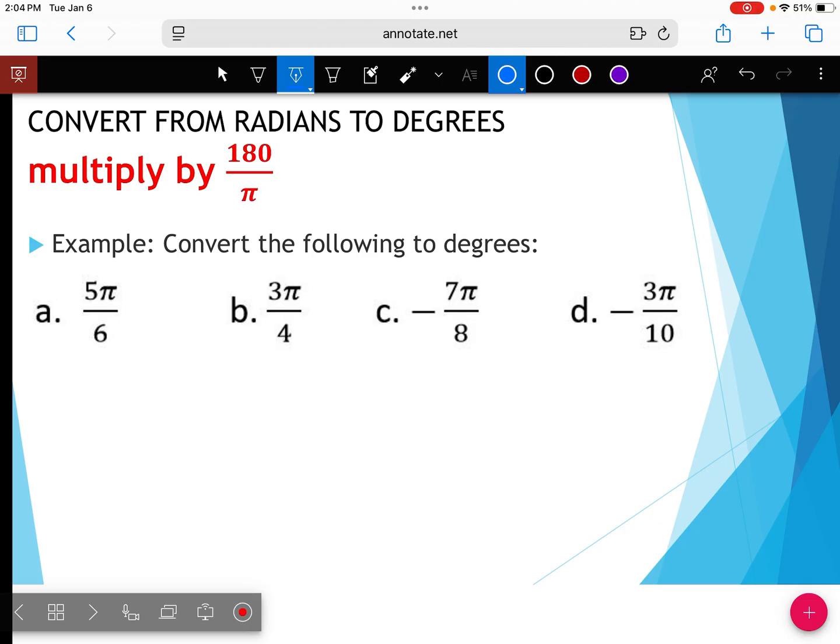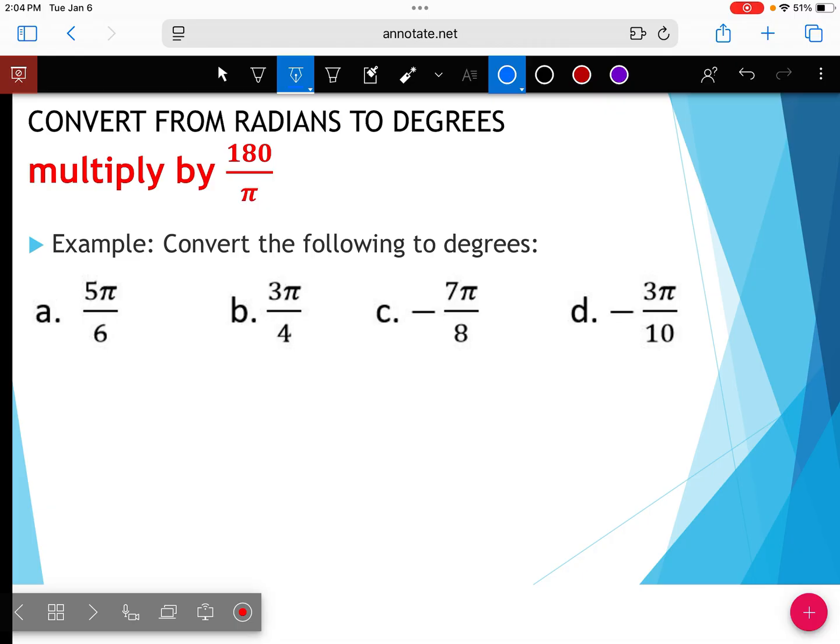Let's do it. Now we're going the other direction, which means if it's in radians and I want it to be in degrees, I don't want pi in my answer. Degrees doesn't have the symbol pi. We need to cancel it, which is why I'm multiplying by 180 over pi instead of pi over 180. So let's go ahead and do that.